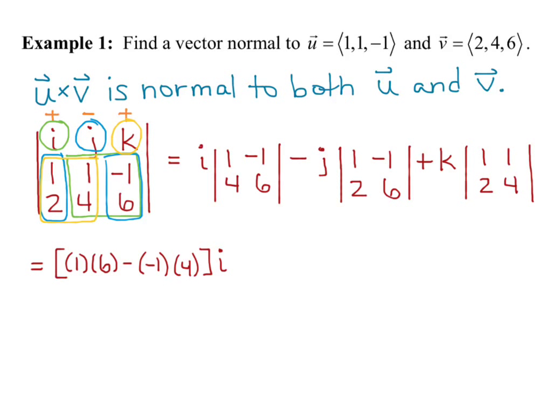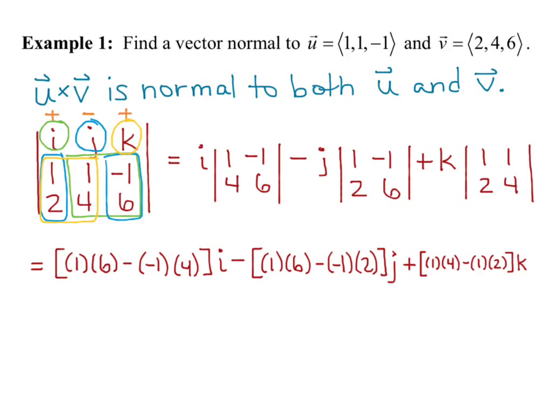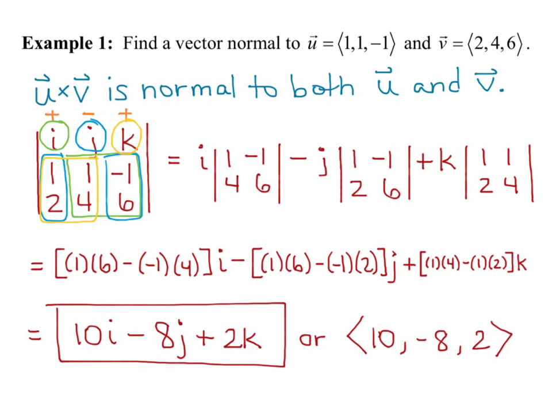So 1 times 6 minus negative 1 times 4, i, minus 1 times 6 minus negative 1 times 2, j, plus 1 times 4 minus 1 times 2, k. Simplify this, we get 10i minus 8j plus 2k, or in component form, 10, negative 8, 2. The most common thing people forget is the alternating signs. You always have to subtract the j term.